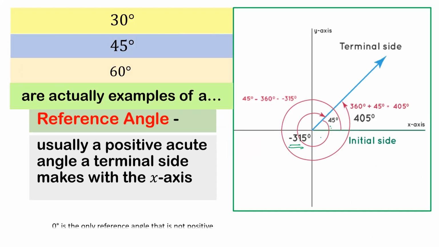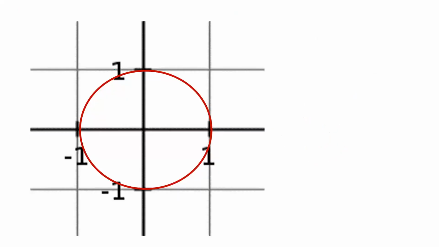Okay? Take note that 0 degrees is the only reference angle that is not positive. Actually, mga quadrantal angles natin, pwede rin namang maging reference angle, si 90, si 180, 270, and 360. Okay, pero ito yung mga usual na reference angles natin. Okay? Minsan ang tawag natin sa kanila mga special angles. Let's start with the unit circle.